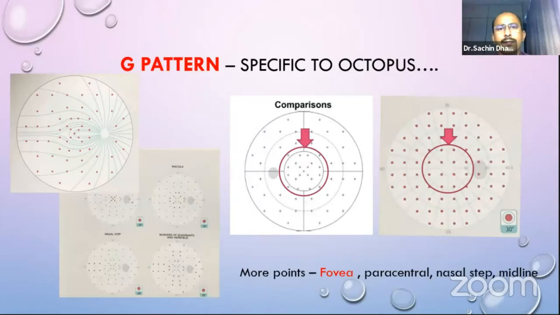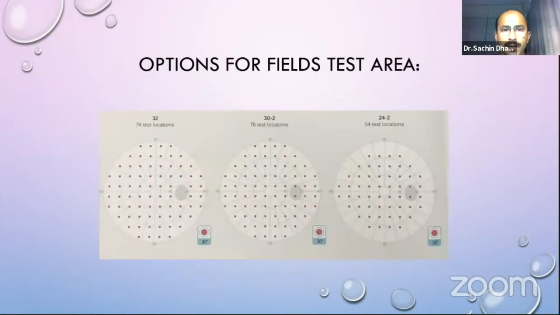Now, the G pattern is one pattern that we need to talk about, because it is specific to Octopus. The 24-2C of the Humphrey has adjusted to this previous advantage of the Octopus, where you have additional testing points in the central grid or the central 10 to 12 degrees. And apart from that, the difference being that the blind spot has fewer points because usually we do not find significant information just near the blind spot. Apart from that, the distance and the area of the pattern is pretty different as compared to that in the 30-2. So the points are around 59 in the G pattern, and they are oriented around the retinal nerve fiber layer alignment.